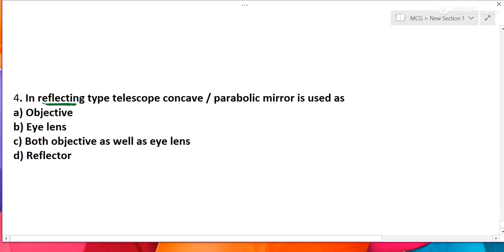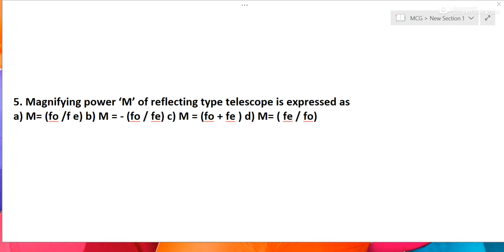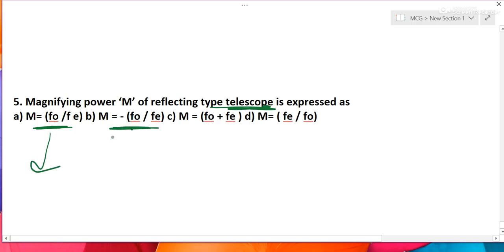In reflecting, it is reflecting. Till now all the questions are based on refracting. In a reflecting type telescope, a concave parabolic mirror is used as the objective. And if you remember the ray diagram, it is like this, and rays are collected by the objective. Now coming to this, what is the magnifying power of the telescope? If it is written like this, it means they are talking in normal mode. In normal mode, it's f naught by fe or minus f naught by fe. You will be a little confused, but it has to be minus f naught by fe. Finally, in the derivation, we get this. So that's all. Thank you so much.